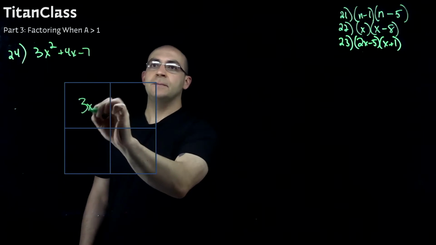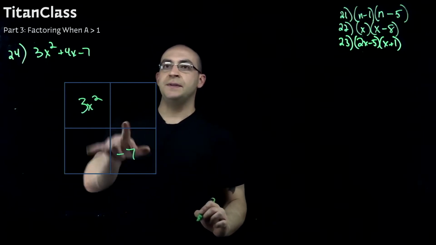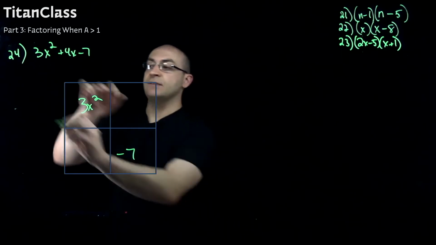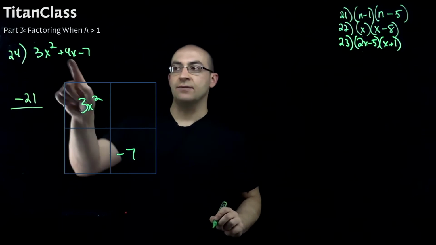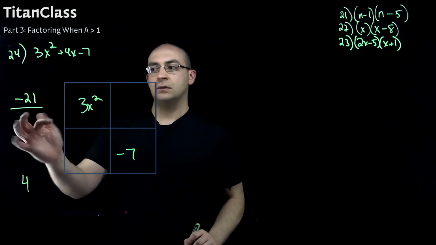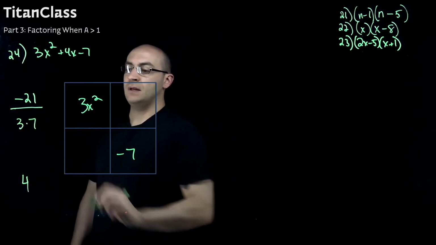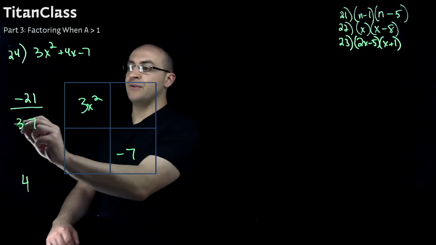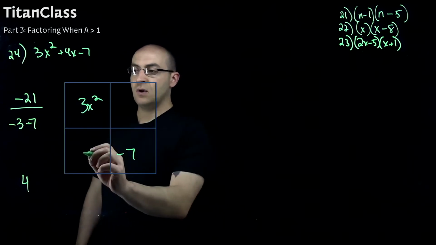3x squared minus 7. To fill in these two boxes, I have to multiply the 3 and the negative 7 together to give me negative 21. That's what I'm trying to find factors of to add or subtract the positive 4. So 3 and 7. But because I want a positive 4, the 3 has to be negative. The smaller number has to be negative, and this is a plus 7.